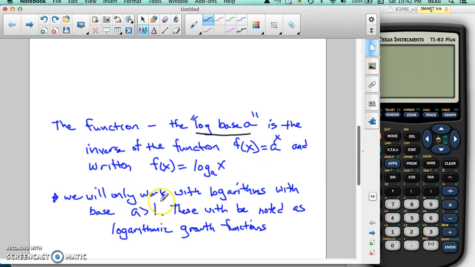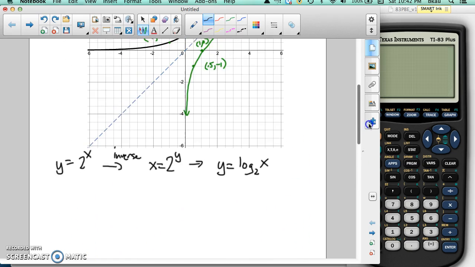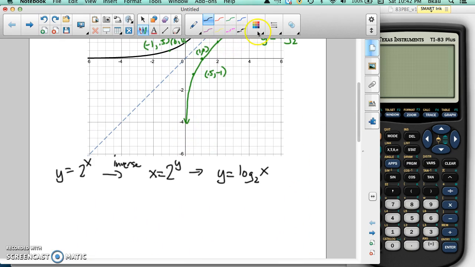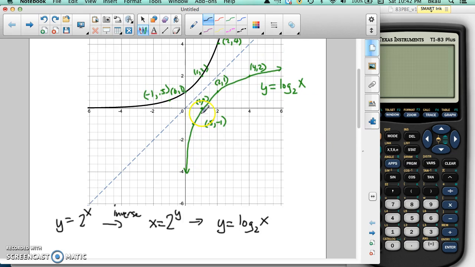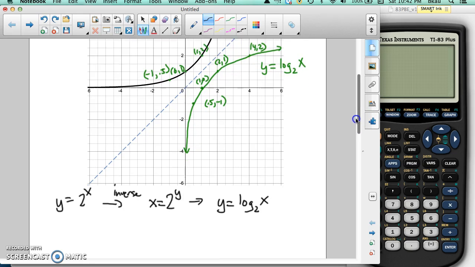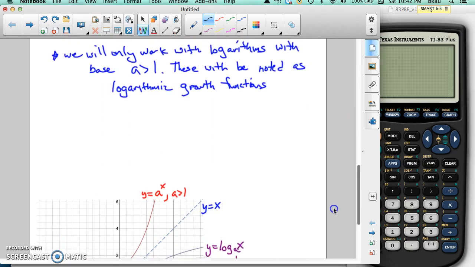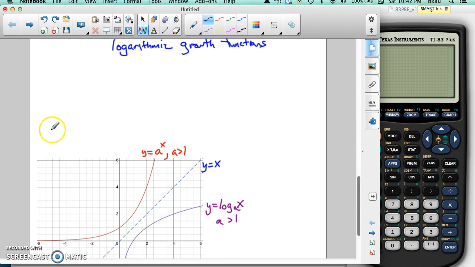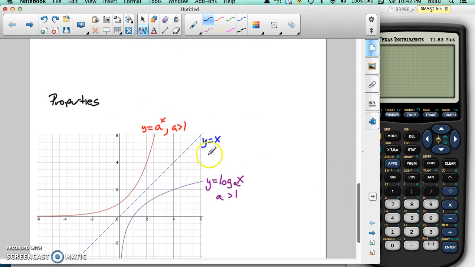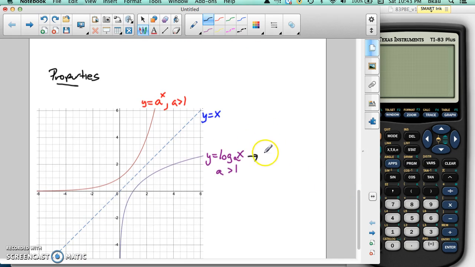We're going to only work with logarithms with bases greater than 1. And we're going to note that these are logarithmic growth functions. So they're growing as we go from left to right in the picture. Okay, so let's look at some properties of log base a of x. So we're going to look at some properties of this function.